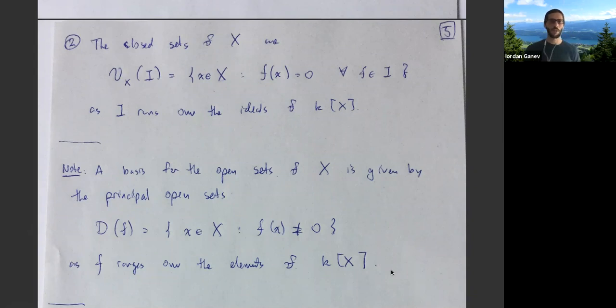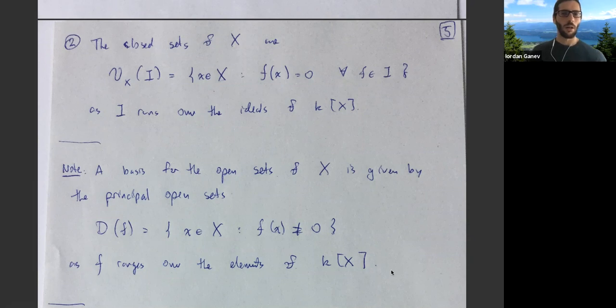This first point that I made about the bijection between the points of X and the maximal ideals, as I said, is set theoretic. These two sets are in bijection. But what about the topology? First of all, if we embed X, it has a subset topology, but we can recover that subset topology just from the algebra of functions K[X]. And we can recover it in the following way.